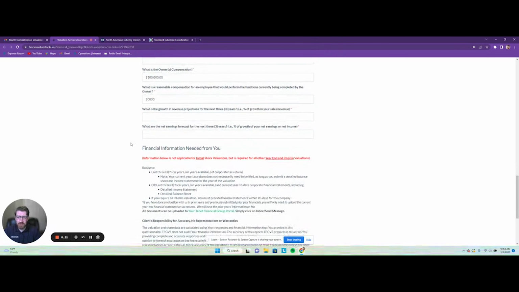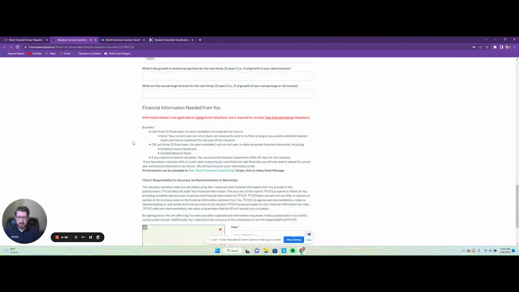And so finally, we move down to what was needed from you. The financial statements or tax returns for the last 3 years. Don't worry if you've only been in operations for 2 years. 2 years is just fine. And then finally, make sure if you're doing an interim valuation, we will need a current mid-year or interim financial statement. That's the balance sheet and income statement of that date of when you want to make that money transfer or purchase shares of stock in your plan and move some money in.